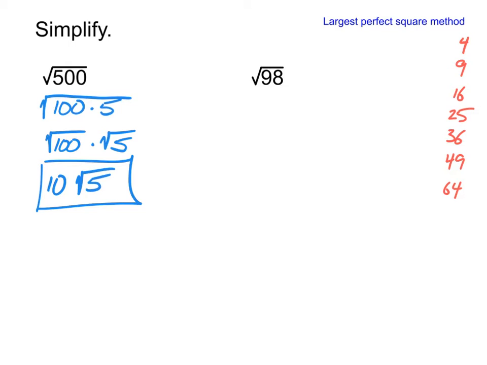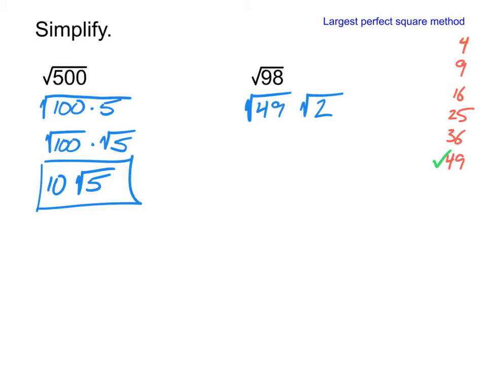If I do 98 divided by 64, do I get a whole number? No, so that also can be ruled out. If I do 98 divided by 49, does that give me a whole number? Yes. So that means that 49 is my biggest perfect square that goes into the 98. So I'm going to split root 98 into root 49 times root 2, since 98 divided by 49 is 2.